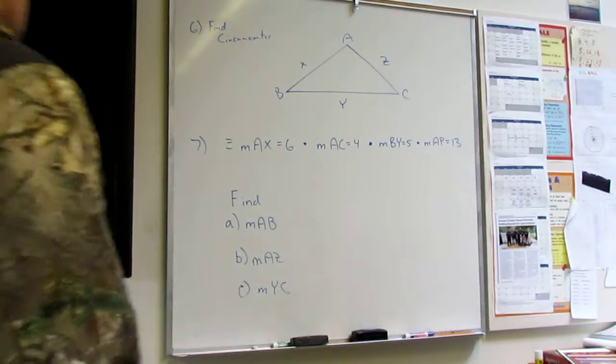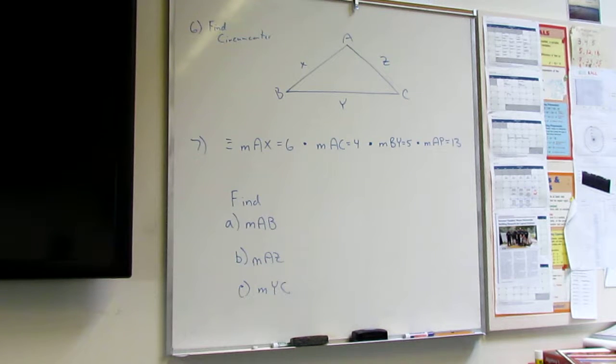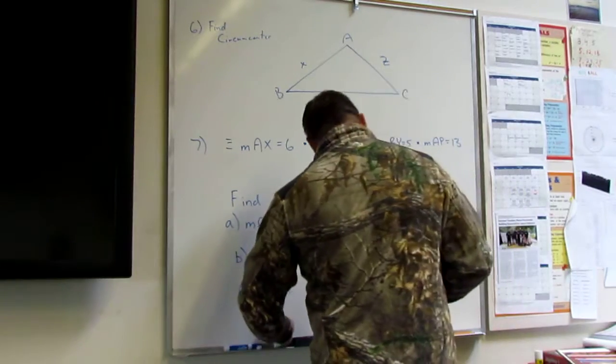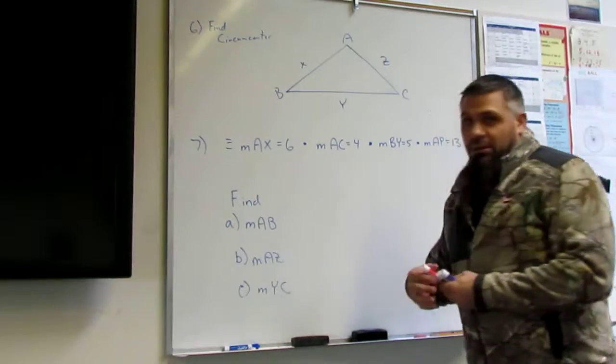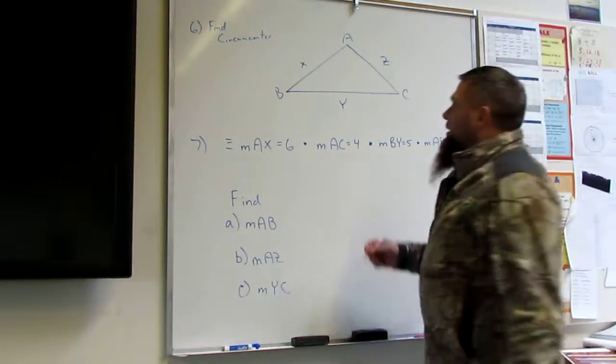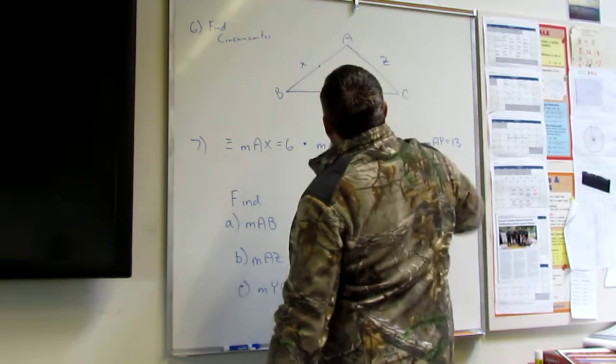All right, so number 6 is finding the circumcenter. So we need to do what? How do we find the circumcenter? Anyone? What is it, the midpoint of the sides? Yeah. So we look for the midpoint of the sides, say like about right there.